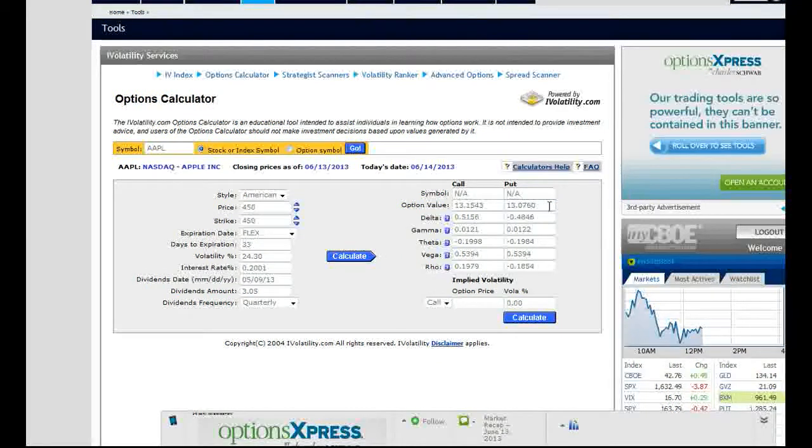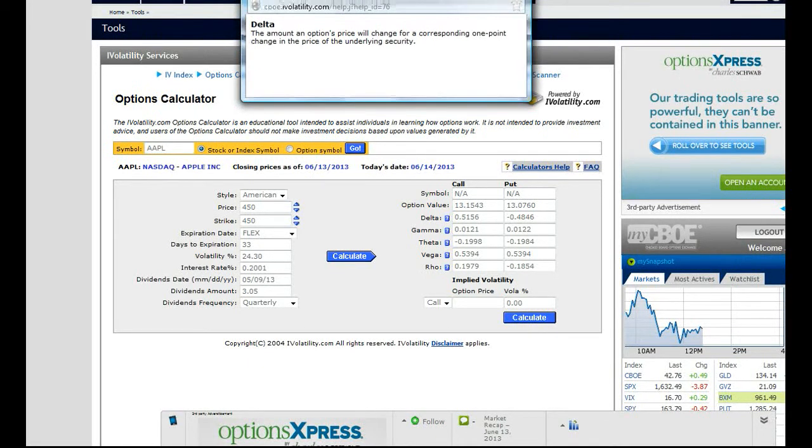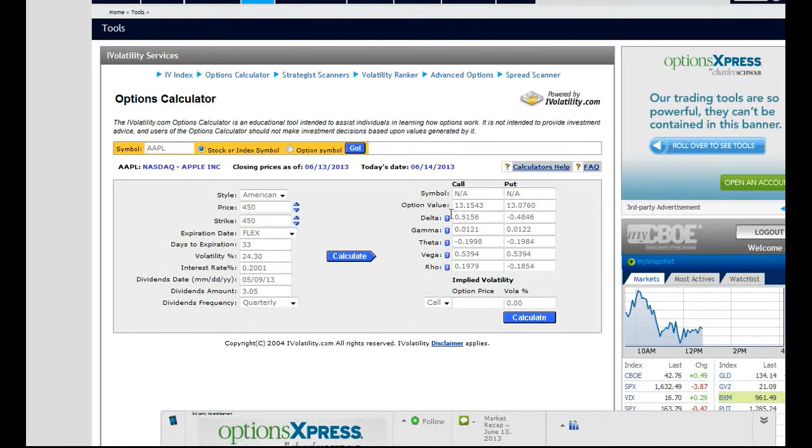for how things are changing. Now, on here, we have what are called the delta, gamma, theta, vega, and rho. These are referred to as the option Greeks, okay? And you can click on the question mark, and it'll tell you what each one of these are. And then you can put the definition into Google and see if you can get a translator, right? Delta: the amount the option price has changed for a corresponding 1 point change in the price of the underlying security. Okay, what does it mean?